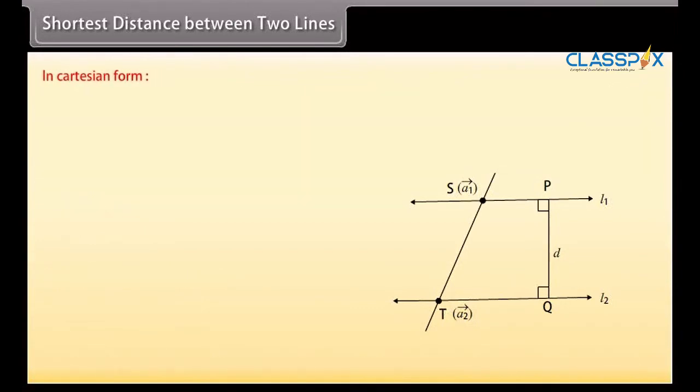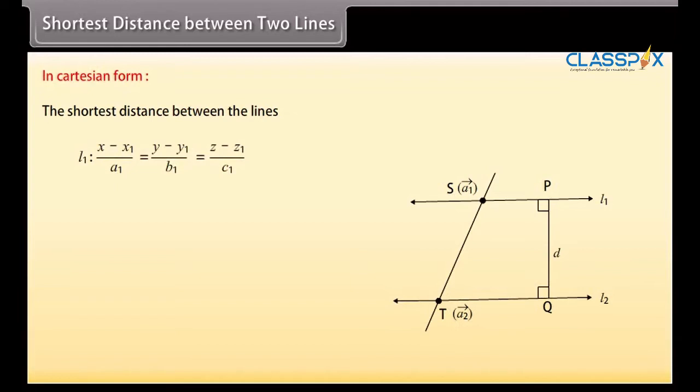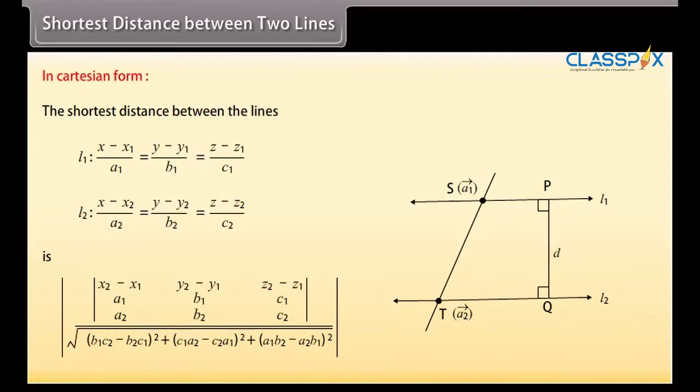In Cartesian form, the shortest distance between the lines L1: (x minus x1)/a1 equals (y minus y1)/b1 equals (z minus z1)/c1, and L2: (x minus x2)/a2 equals (y minus y2)/b2 equals (z minus z2)/c2, is modulus of the determinant, row-wise, first row x2 minus x1, y2 minus y1, z2 minus z1, second row a1, b1, c1, third row a2, b2, c2, divided by square root of (b1 c2 minus b2 c1) square plus (c1 a2 minus c2 a1) square plus (a1 b2 minus a2 b1) square.